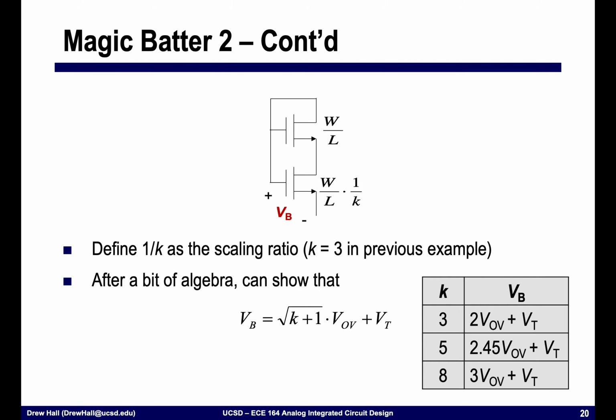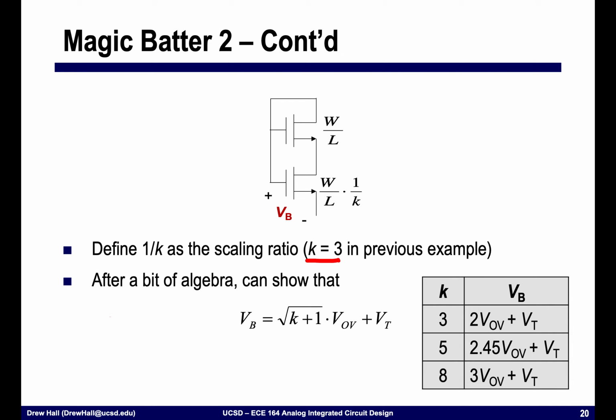However, sometimes you will want to change this voltage a little bit. In our previous example, we used K equal to 3. If you work out the algebra of what region of operation these particular devices are in, you can show that for different K, you can generate different voltages for this particular structure. For K equals 3, you end up exactly at 2 VOV plus VT.